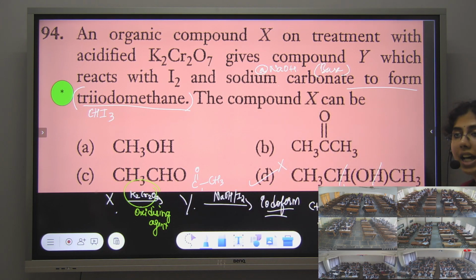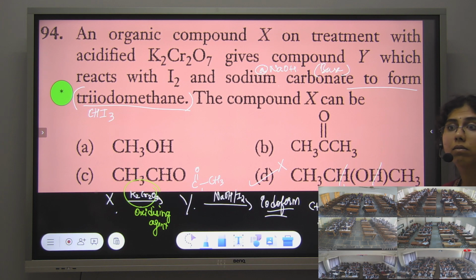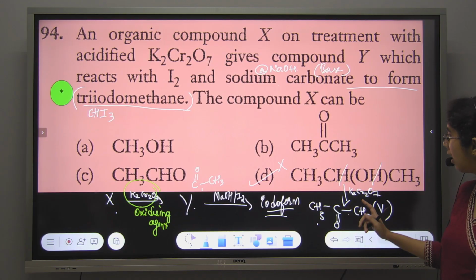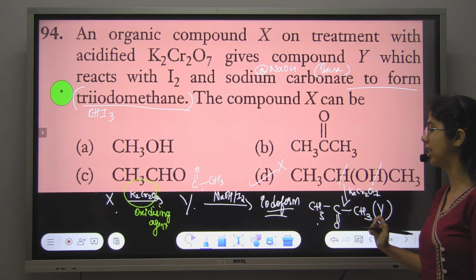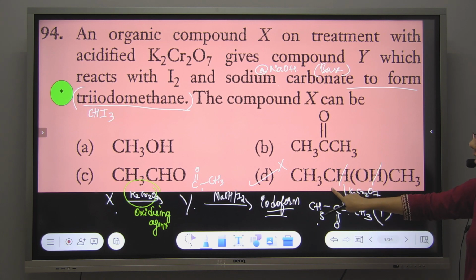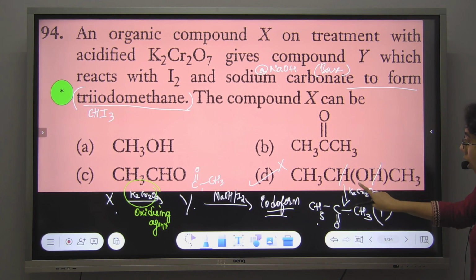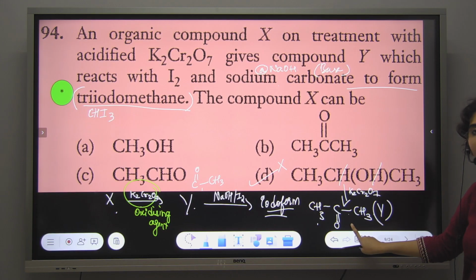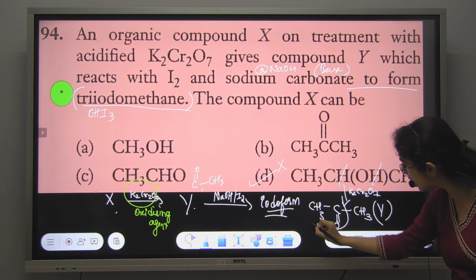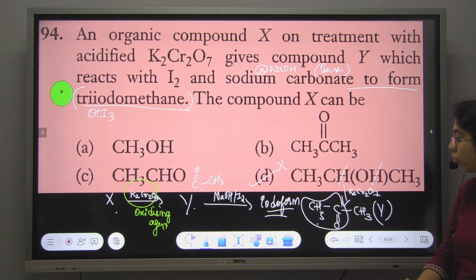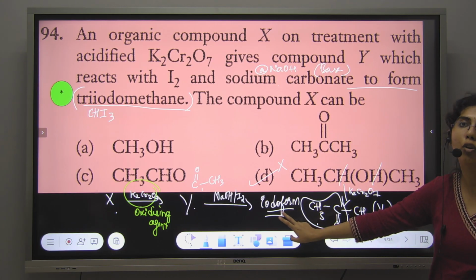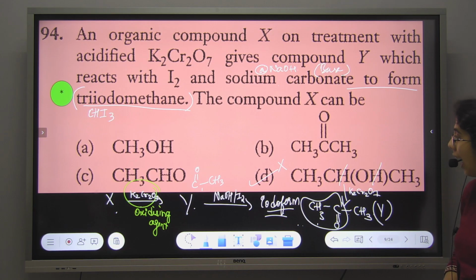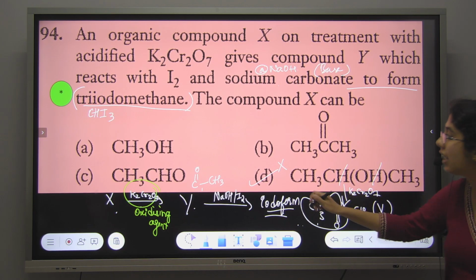Ma'am, this is not visible. The color is not visible. Yes, ma'am, visible? Yes, now it is visible, ma'am. Okay. So if I take this as X, on oxidation this will give this ketone which has the CH3CO group. As this has the CH3CO group, this can give the iodoform reaction. So you have to take this as X.